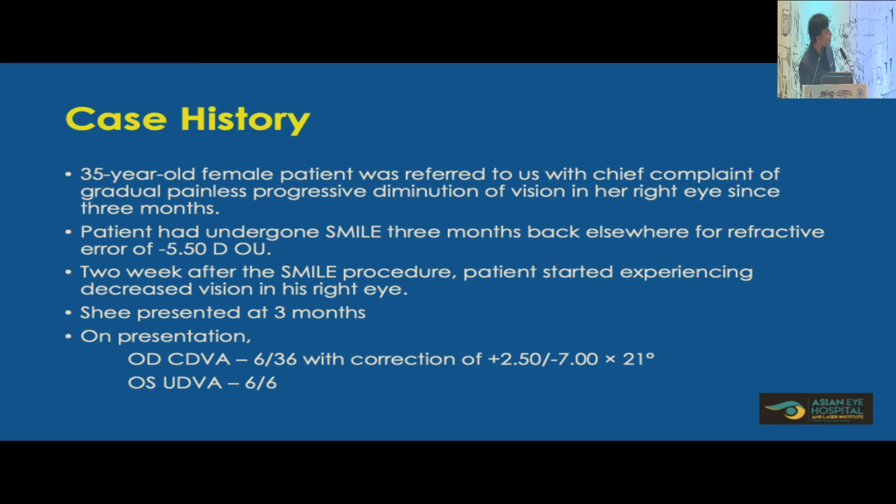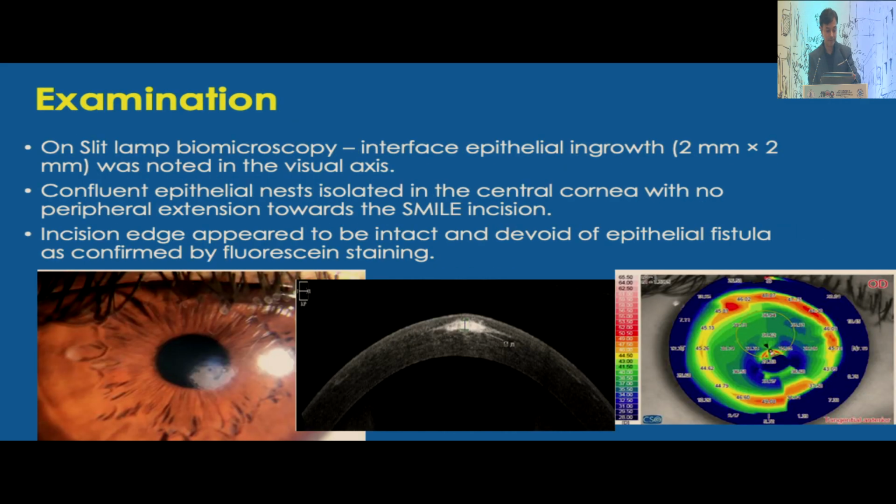This was a patient who was referred to us. She had undergone SMILE about three months ago. In one eye she was doing extremely well, but when she presented to us, she had a poor visual acuity of 6/36 with a very high amount of mixed astigmatism. On slit lamp, we could see a very discrete isolated epithelial cell nest in the visual axis. You can see it in the OCT as well, and this has resulted in a high amount of mixed astigmatism, with very poor visual quality and quantity.